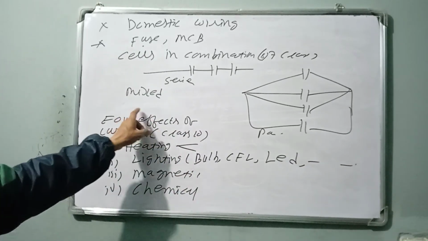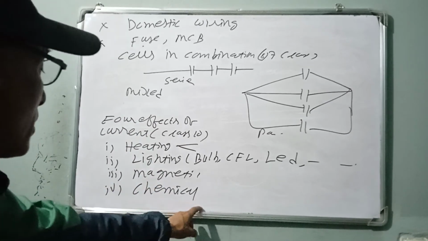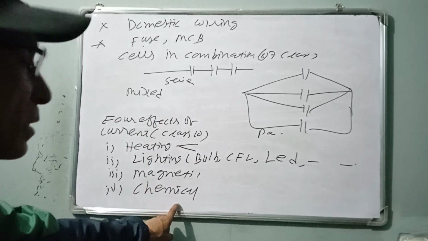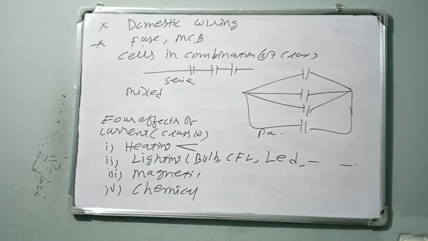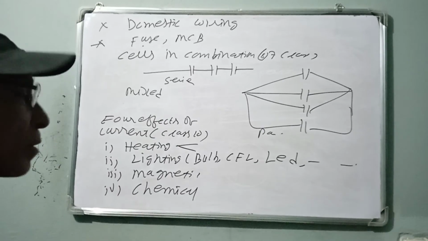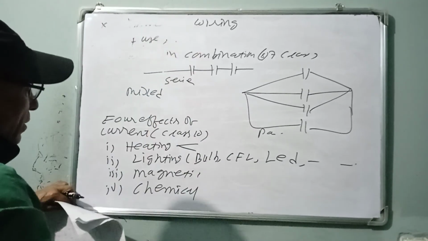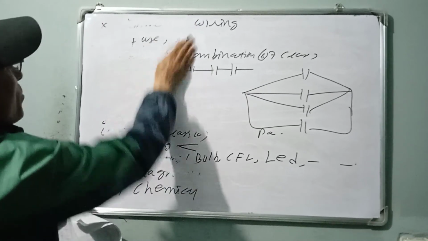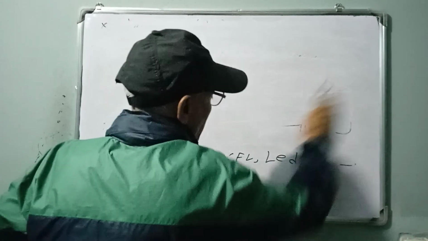Magnetic effect: electrical energy is changed into magnetic energy. Another is electrical energy changed into chemical energy, called the chemical effect, generally in electroplating, electrotyping. The 4 effects are heating, lighting, magnetic and chemical. For class 10, remember.